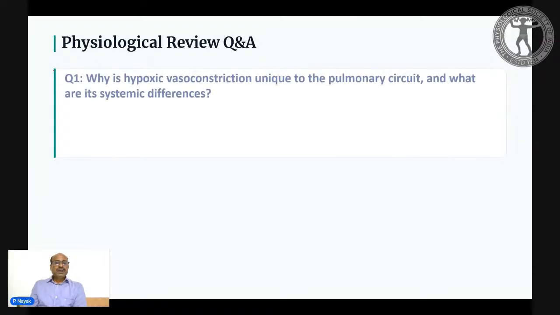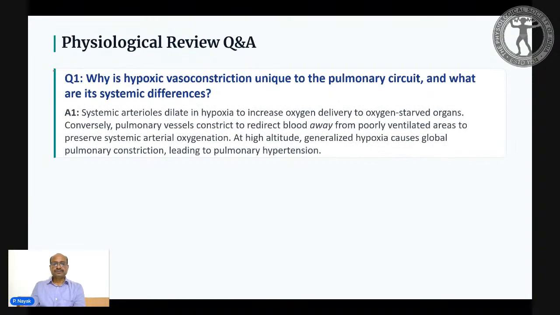Maybe a question: why is hypoxic vasoconstriction unique to the pulmonary circuit, and what are its systemic differences? Already we have discussed. I think anyone can answer. This is a protective mechanism, so that the ventilation perfusion ratio is always matched. Which part of the lungs is well ventilated, that should receive maximum perfusion.